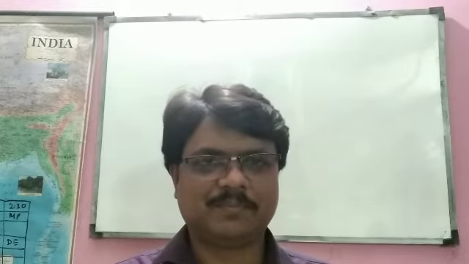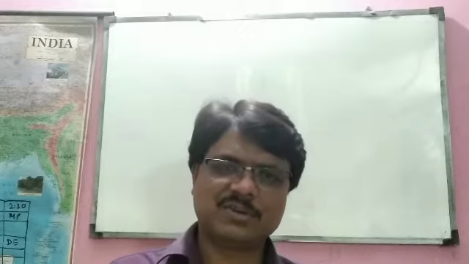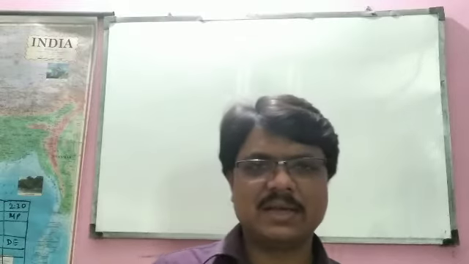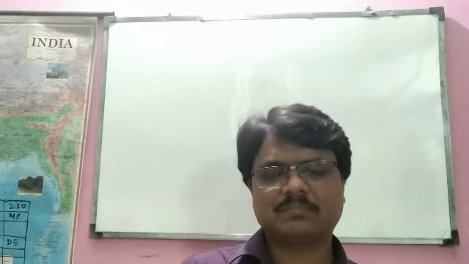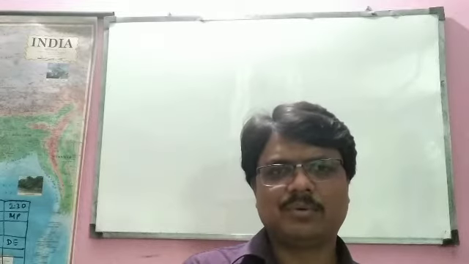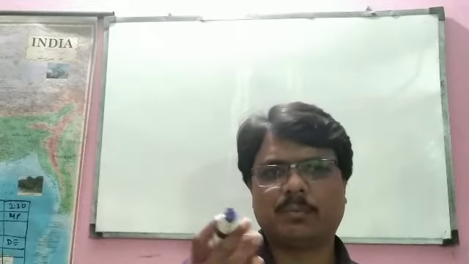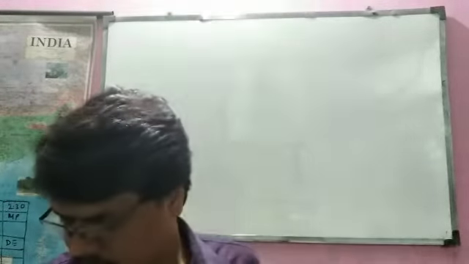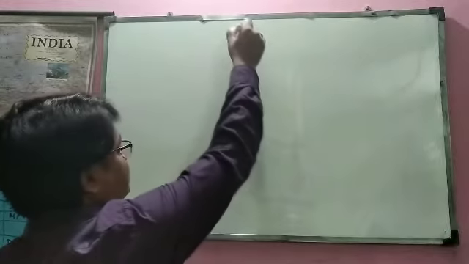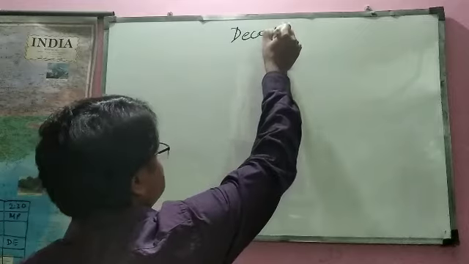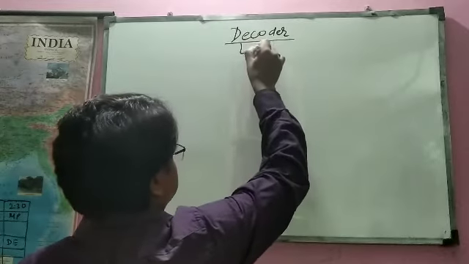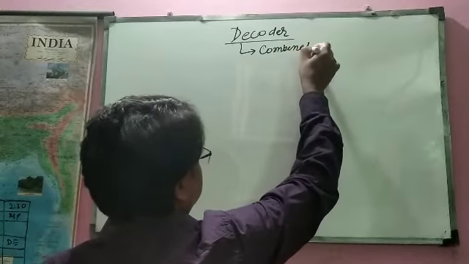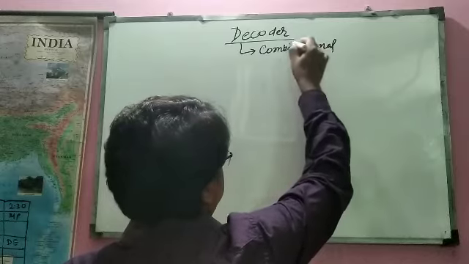So what is decoder? Decoder is a reverse of the encoder. It changes binary values, or binary codes, to other codes. Like other circuits, decoder is also a combinational circuit.